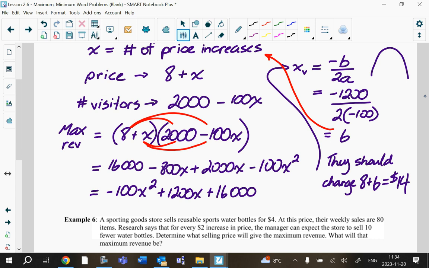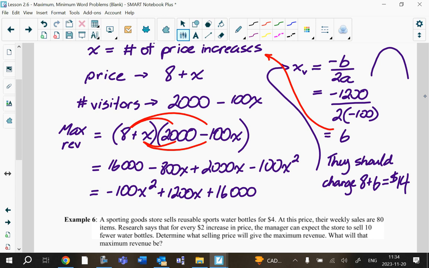So, whenever you're doing a question like this, you find how many increases, and always add it to the initial price. Yes. Unless you're decreasing the price. Oh, okay. Then you would subtract.